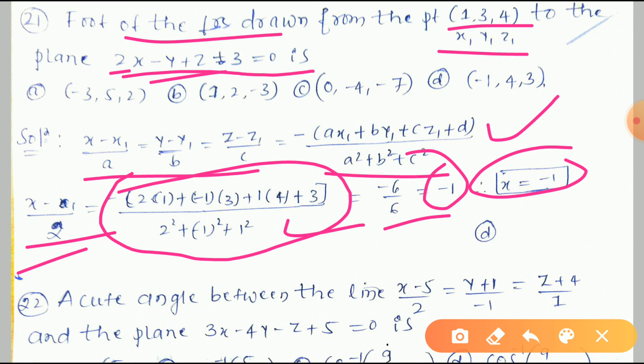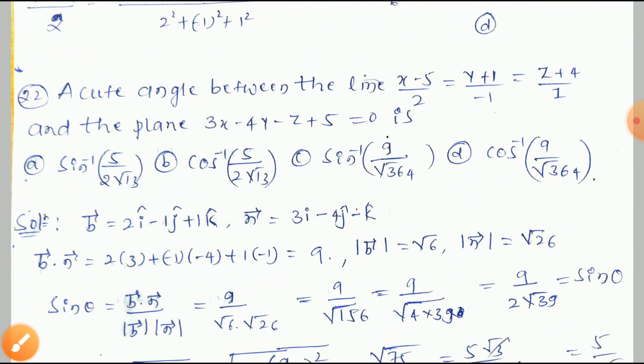Here we observe in the options that the first coordinate is minus 1. Option A is wrong, B is also wrong, C is also wrong, then the right choice for this question is D, that is (-1, 4, 3). Okay, next move on to question number 22.